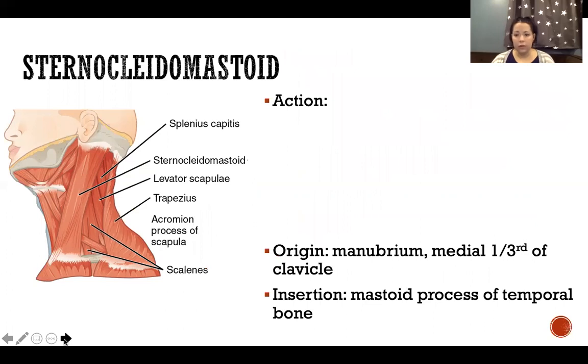Sternocleidomastoid is very similar in its actions to scalenes. So it gets its name, sternocleidomastoid, from its attachments, I should say. So it originates on the manubrium of the sternum, that's the sterno, and the medial 1/3 of the clavicle, that's the cleido, and then inserts on the mastoid process of the temporal bones, the big bump back here behind your ear.